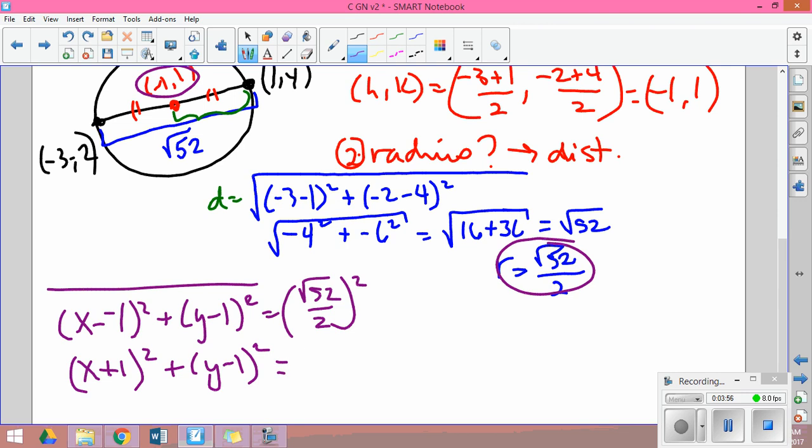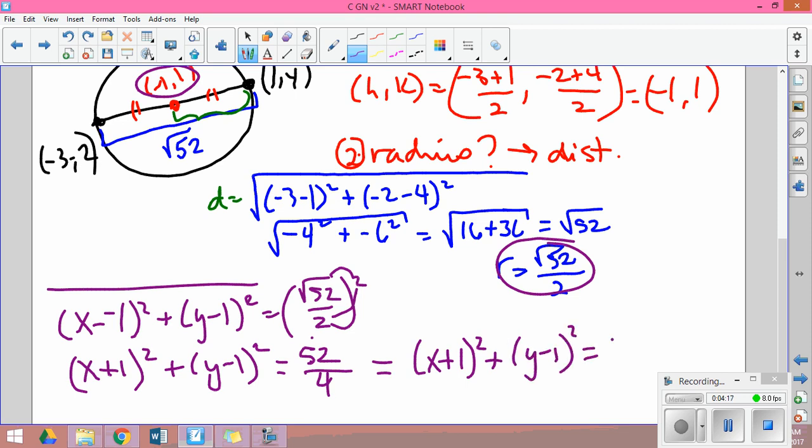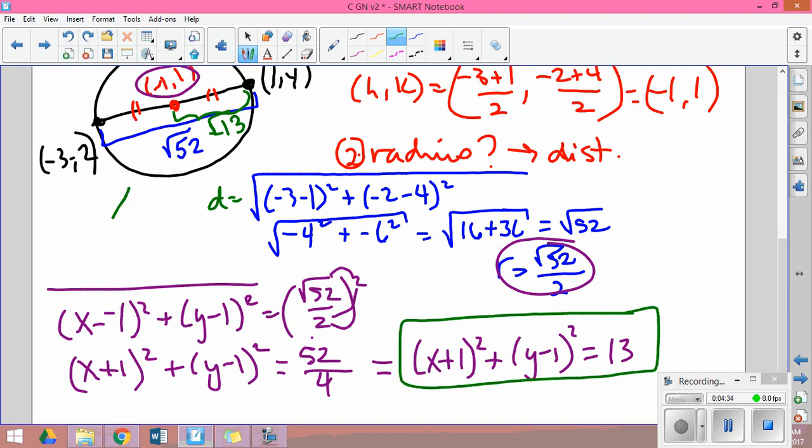Now, this squaring goes to everything. So the square root of 52 squared is just 52. The 2 squared, rather, is 4. That can be cleaned up. And so I have (x plus 1) squared plus (y minus 1) squared is equal to 13, because 52 divided by 4 is 13. If you had calculated the radius, you would have gotten the square root of 13, and then squared it to get 13. That is the equation for this circle.